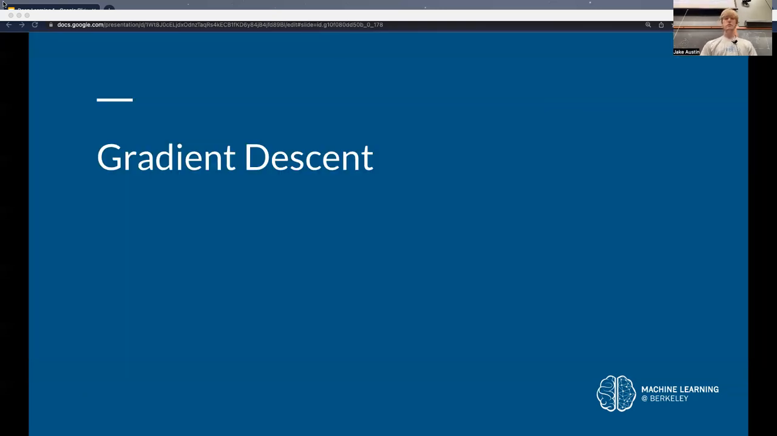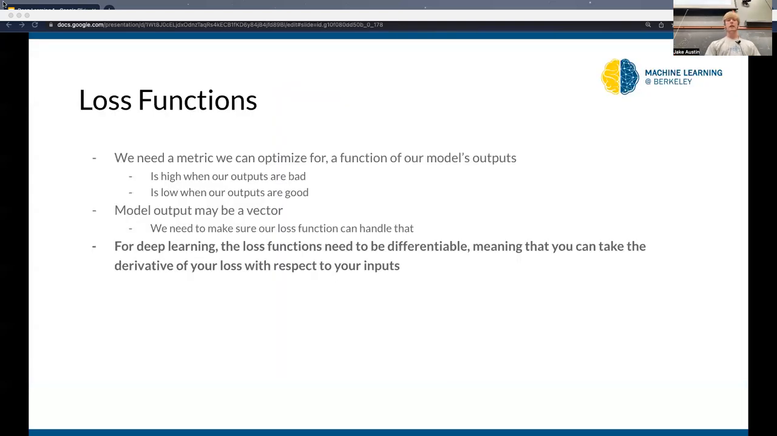Okay. So gradient descent, how do we actually optimize our models? So we talked a little bit about loss functions, some kind of metric for how good or bad the output of our model is doing. And ideally it is high when our model is doing really poorly and it's low when our model is doing really good. Our model output may be a vector, so we need to make sure that our labels and our outputs can be vectors.